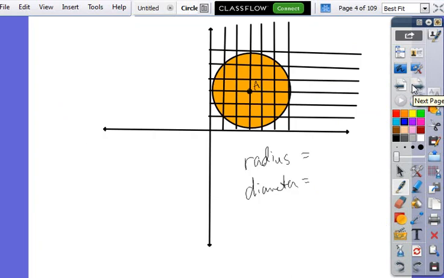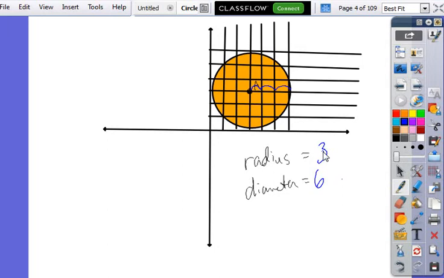What would the radius be on this? How long? It'd be 3 spaces, right? Everybody see that? 1, 2, 3, and I'm at the end. What about diameter? So what is the relationship between the radius and the diameter? The radius doubles to make the diameter. The radius is half as big as the diameter, or the diameter is twice as big as the radius.